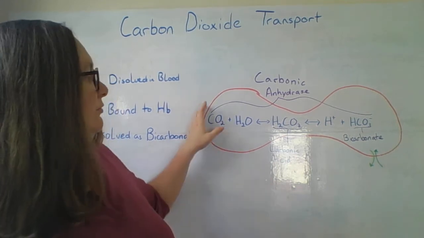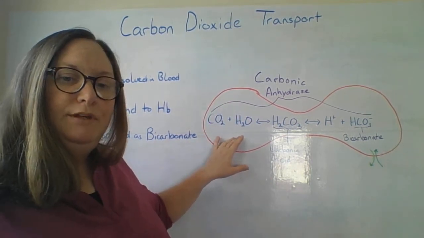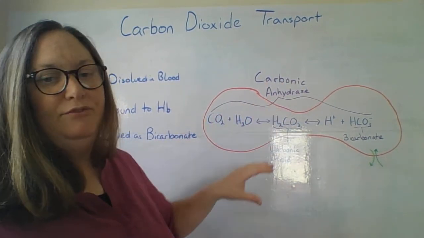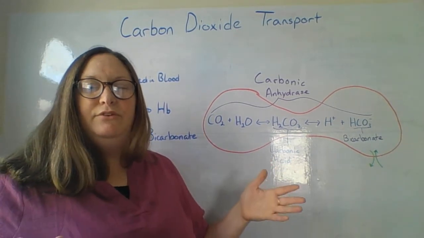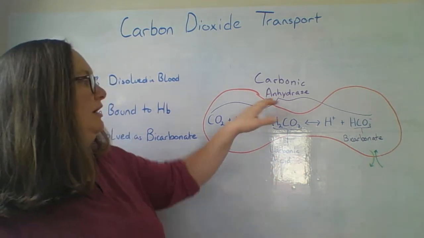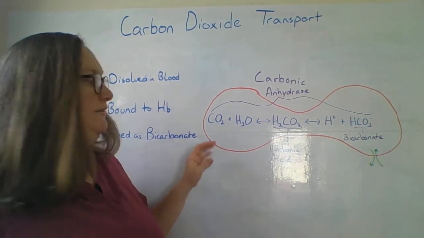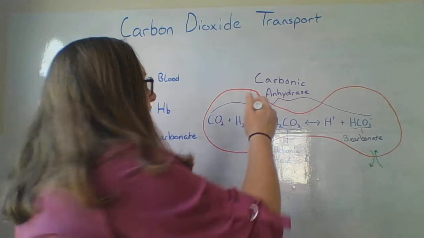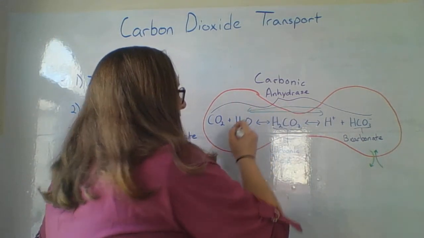And I want you to notice where this is taking place. Where is this happening? In a red blood cell, right? See the red outline. It's supposed to be a red blood cell. So this is taking place in a red blood cell. And it happens naturally, but not quite at the speed we need it to. So we have an enzyme, carbonic anhydrase. And this will catalyze the reaction. In fact, you know what? It will catalyze the reaction this way or this way. Very convenient.